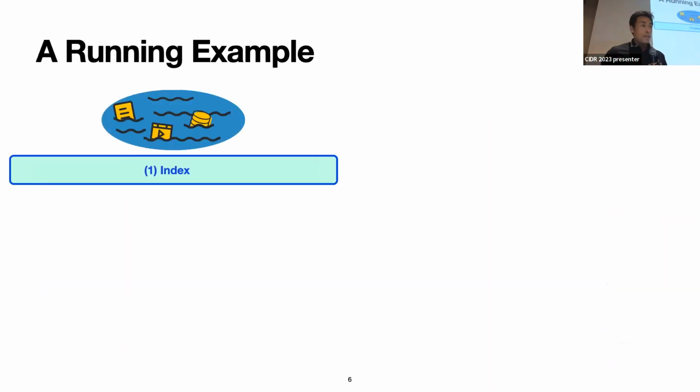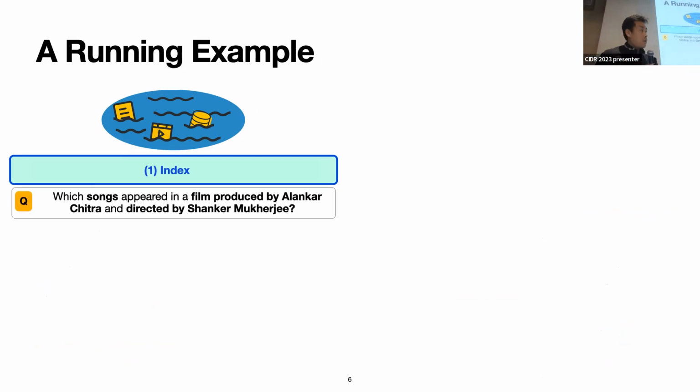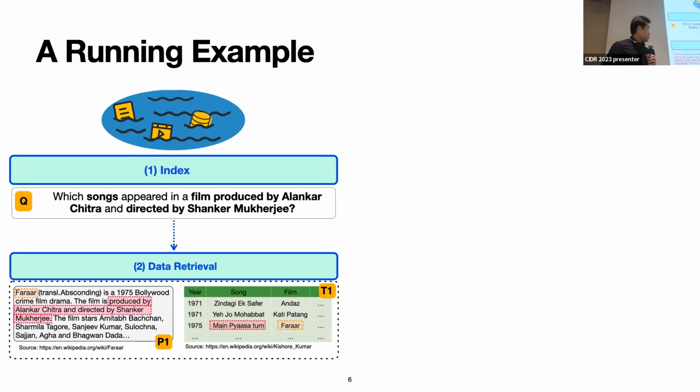So let's walk through one running example. So we have the data lake. I'll talk about the index later. We index the data set with different modalities. Now, assume you have a query about which songs appear in a film produced by its producer name and director name, right? So here we know that this can be answered by some data sets. So now we do the data retrieval part to find two data sets. The first one, P1, is from Wikipedia, so it's a text file. The second one is a table.